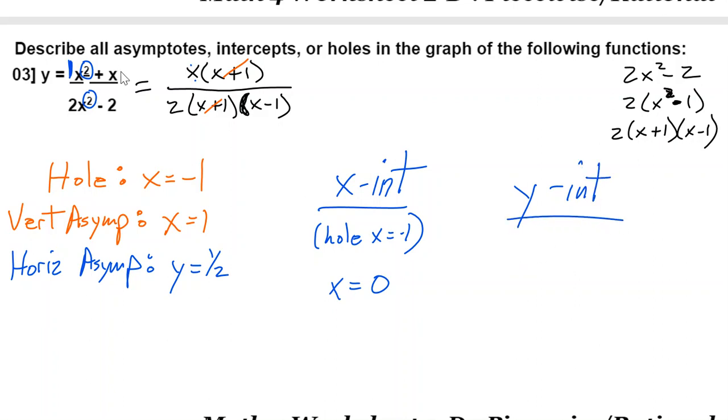Y-intercept, technically this is plus 0 on the end. So I have literally y equals 0 over negative 2, which is just y equals 0. That is what my graph is going to look like there.